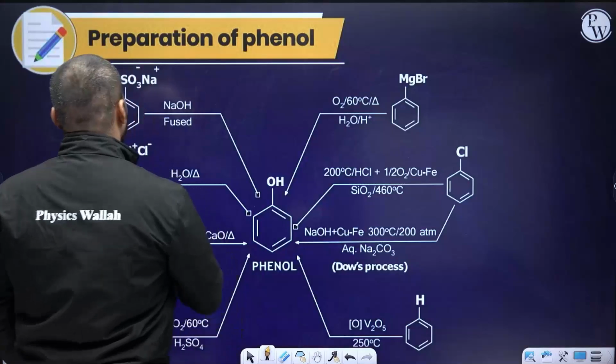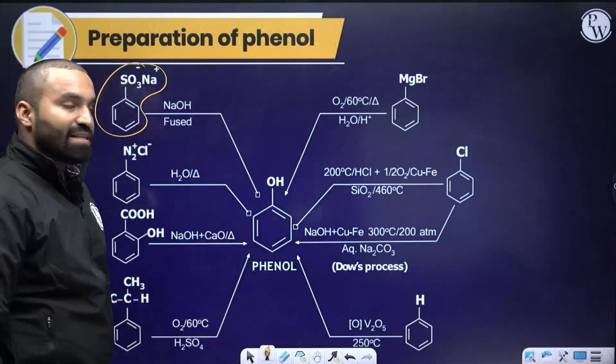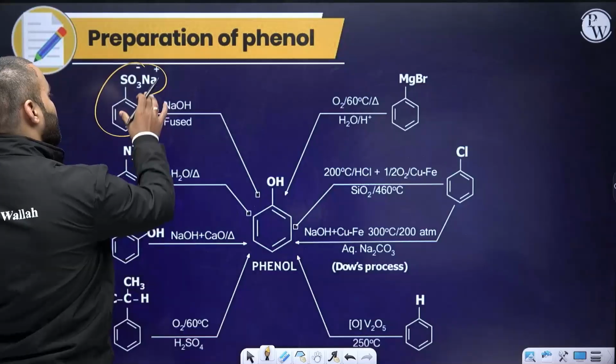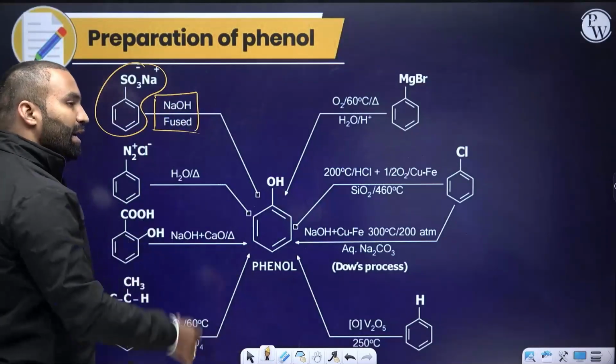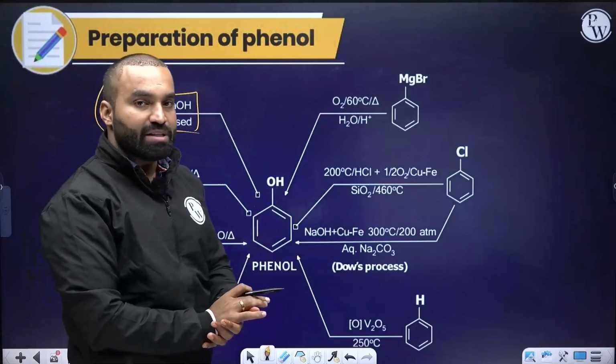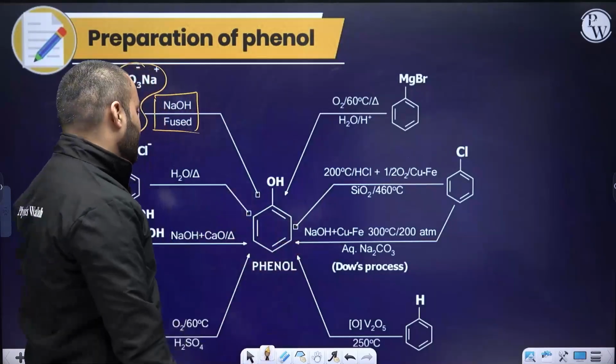We can start with the sodium sulfonate of the benzene ring. This is the sodium salt of sulfonic acid. When you fuse it with NaOH, what does NaOH do? It will remove the sulfonic group from the benzene ring, and then you will obtain OH. Phenol, direct method, nice method, very good method.